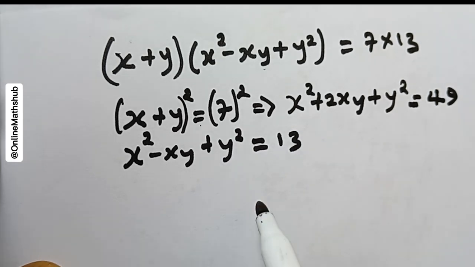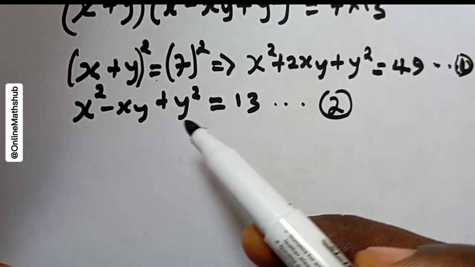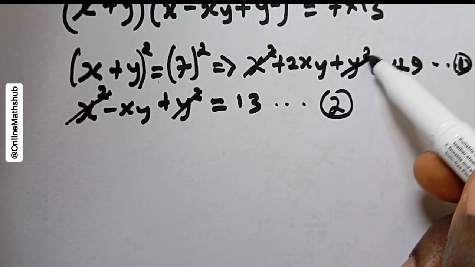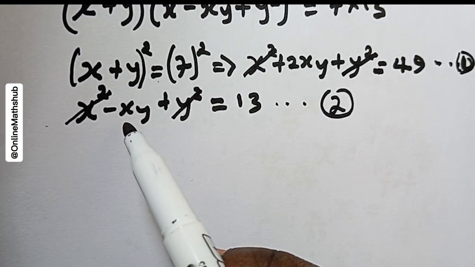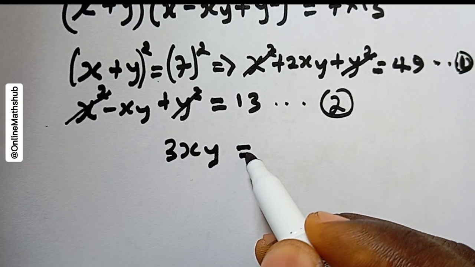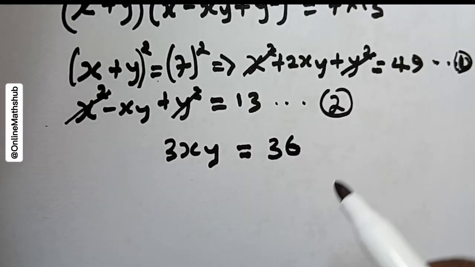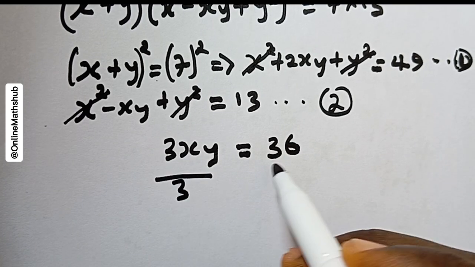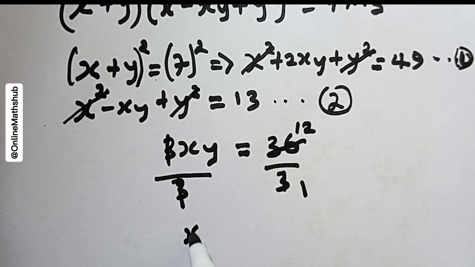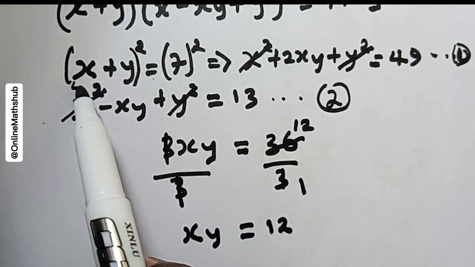Okay, so if we call this equation 1 and this equation 2, if we subtract equation 2 from equation 1, the x² will cancel, and the y² will also cancel. So what we now have is 2xy − xy, and that is going to be 3xy. This will be equal to 49 − 13, and that will be 36. At this point we can just go ahead and divide through by 3, and if we divide 36 by 3 we get 12, so that xy will be equal to 12.